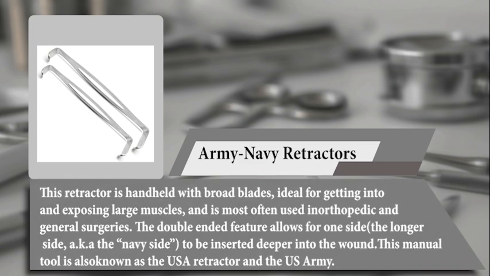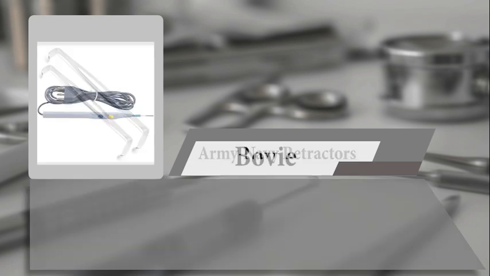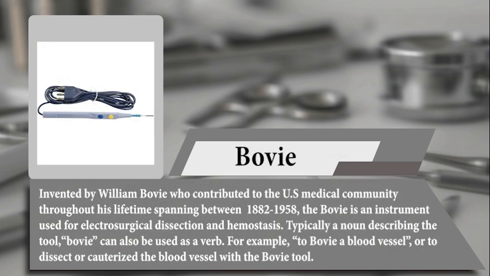This retractor is handheld with broad blades, ideal for getting into and exposing large muscles, and is most often used in orthopedic and general surgeries. The double-ended feature allows for one side, the longer side, A.K.A. the navy side, to be inserted deeper into the wound. This manual tool is also known as the USA retractor and the U.S. Army Bovie, invented by William Bovie, who contributed to the U.S.